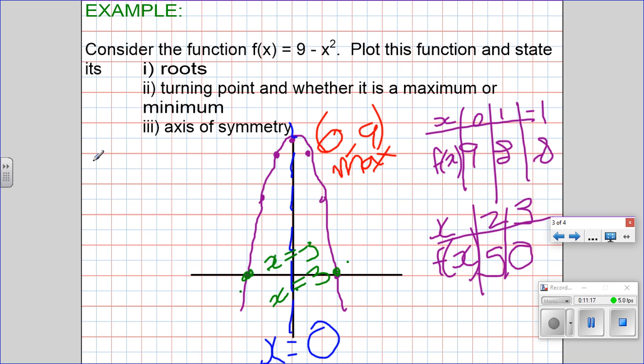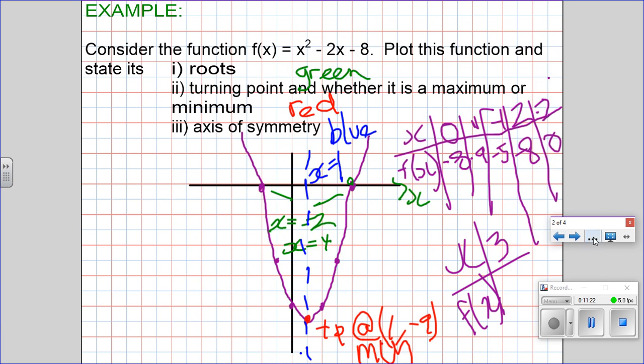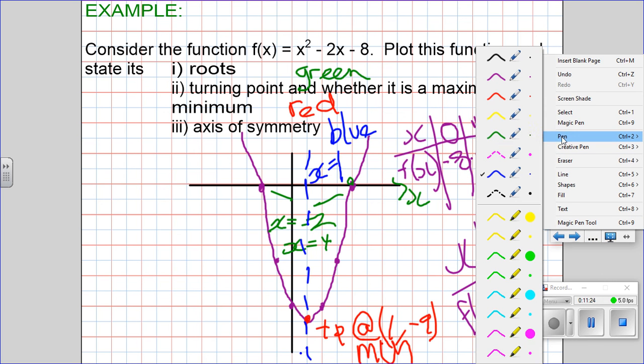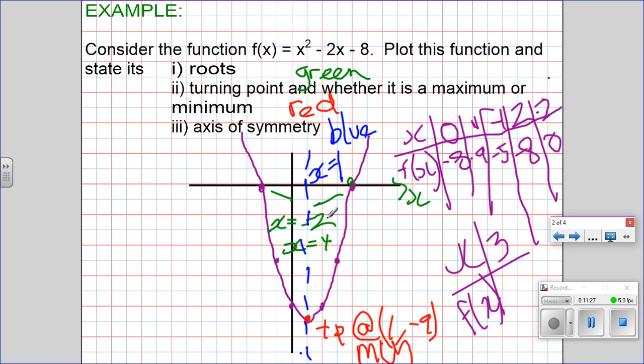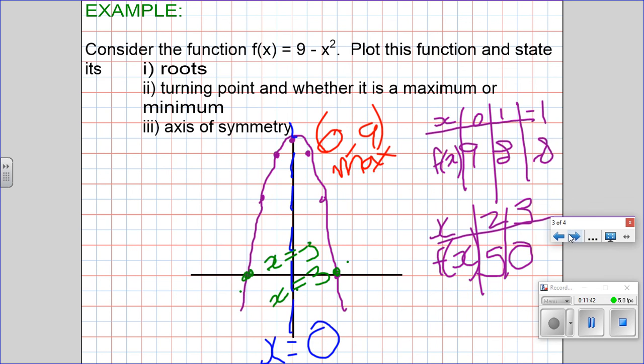The last thing we're missing is the y-intercept. If we go back and look, you can find the y-intercept. I'll put it in black. So where does your graph cut the y-axis? Our graph cuts the y-axis here, so our y-intercept is -8. And then here, luckily, our y-intercept is also on the turning point, so our y-intercept is 9.